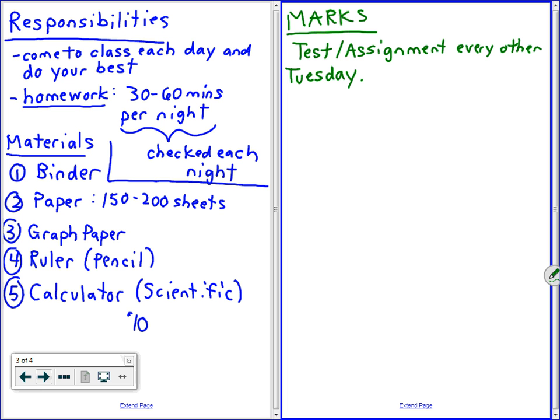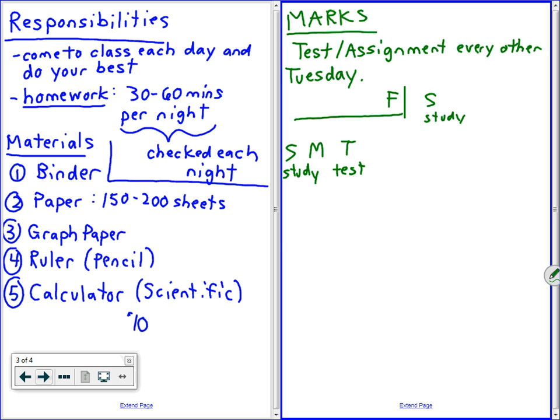So the idea is I teach up until Friday, then on the weekend you study. Hopefully my little picture makes sense there, okay? So I teach up until Friday, and then you're going to study on the weekend, and then on Monday we'll do a review, and then Tuesday will be your test. So that's how it works every single unit.